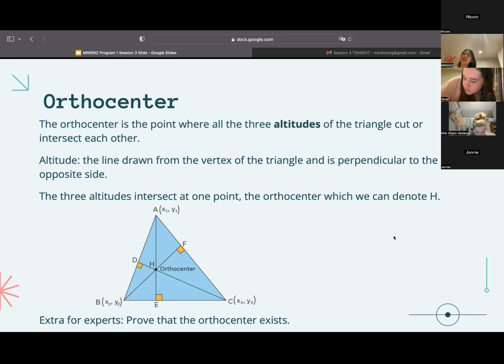But yeah, make sure you label your points, draw in your right angles.